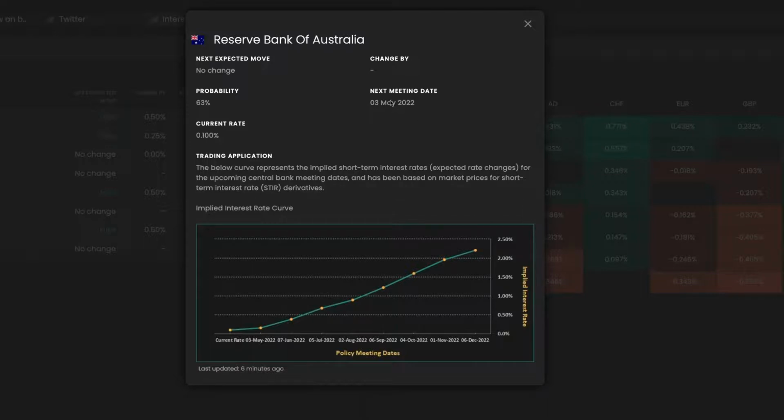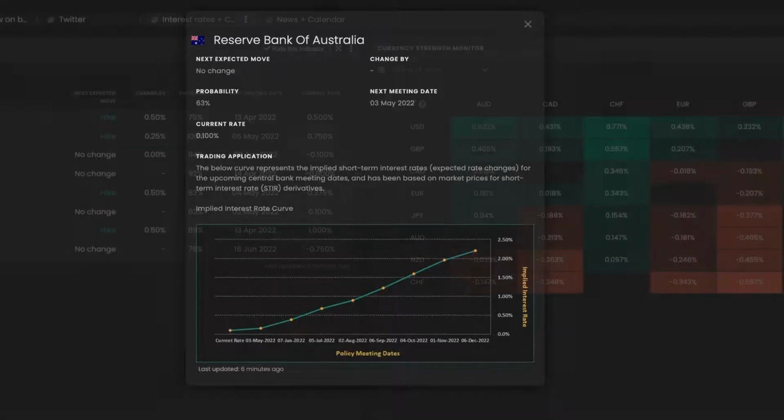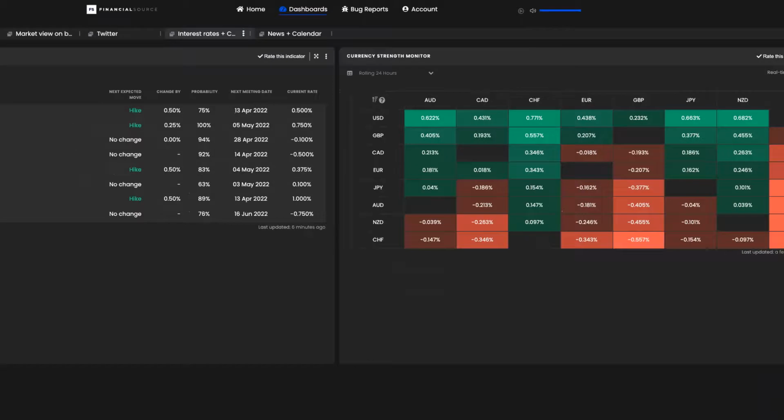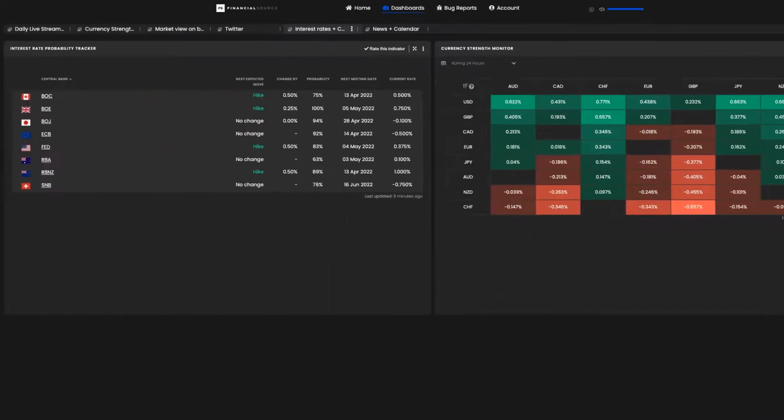Now, the next meeting date says 3rd of May, but we don't get the wage price index data until I think the 18th of May. So that means, will the Reserve Bank of Australia really hike before they've had the wage price index? I think that's unlikely. So we're in that sort of game of cat and mouse.